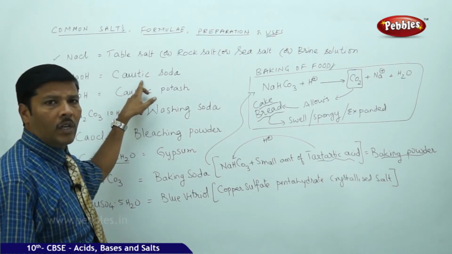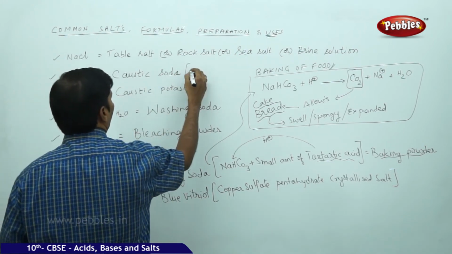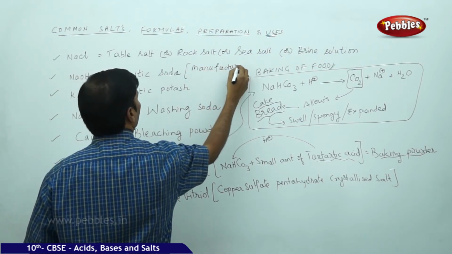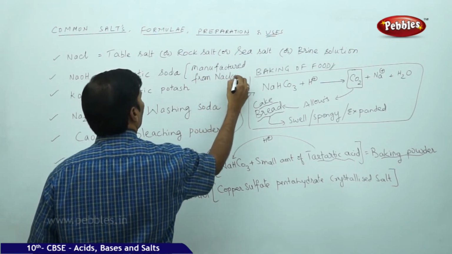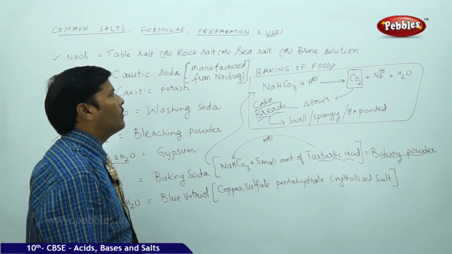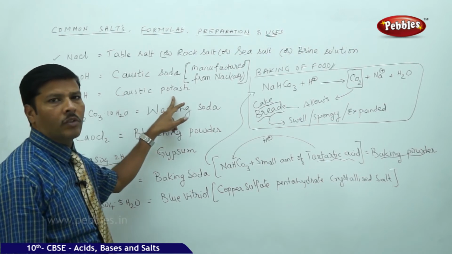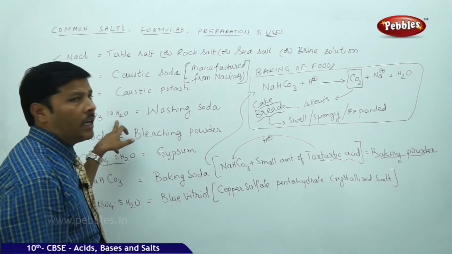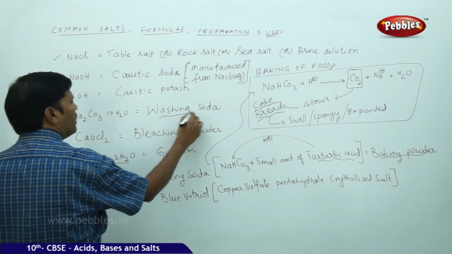Sodium hydroxide is caustic soda. This NaOH can be manufactured from NaCl aqueous brine solution. And potassium hydroxide, of course, is called caustic potash. And sodium carbonate 10H2O is called washing soda. Sodium carbonate decahydrate, with 10 water molecules, we call decahydrate, is called washing soda. And this washing soda, it is an exothermic salt.